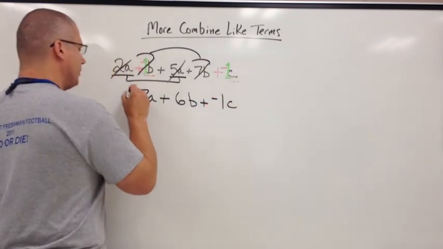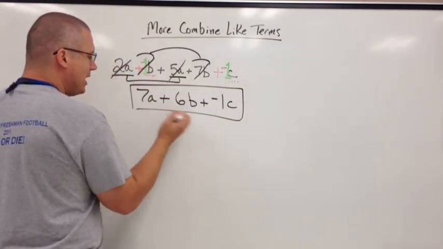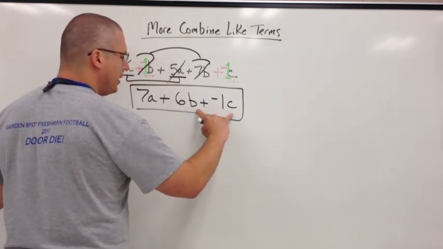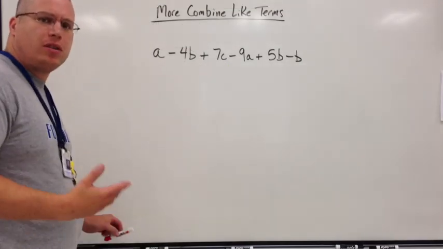Negative 1C. I can't go any further. I can't add A's plus B's because they're 2 different variables. I can't add B's plus C's because they're 2 different variables. I'm going to go through this example just a little quicker.